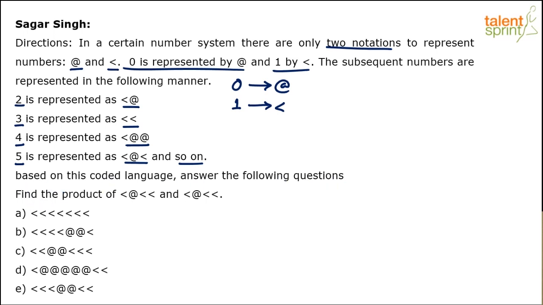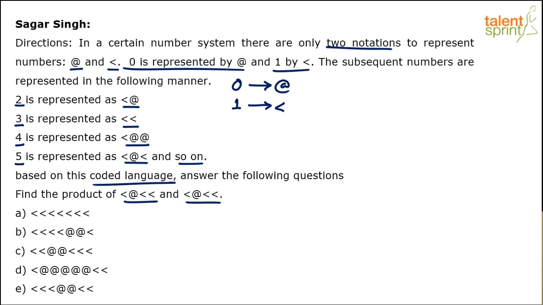Now, there could be like 4 or 5 questions, but here we have only one, which says: find the product of these two numbers, "less than at the rate less than" and "less than at the rate less than." So basically, we have to find the product of the two numbers here. Now, the first step is to identify this code here, right? This coded language. How are numbers being represented using just two elements?